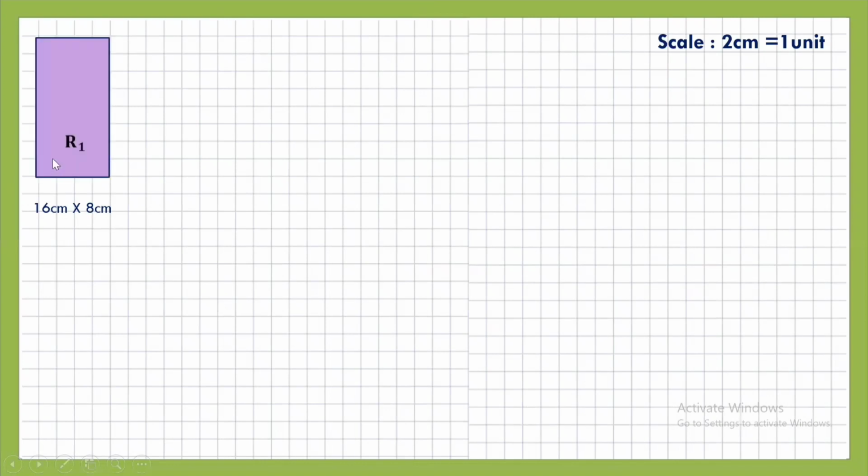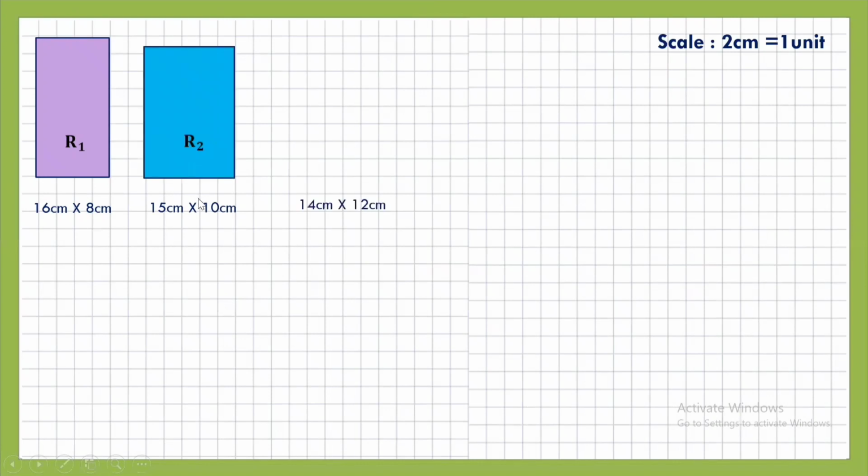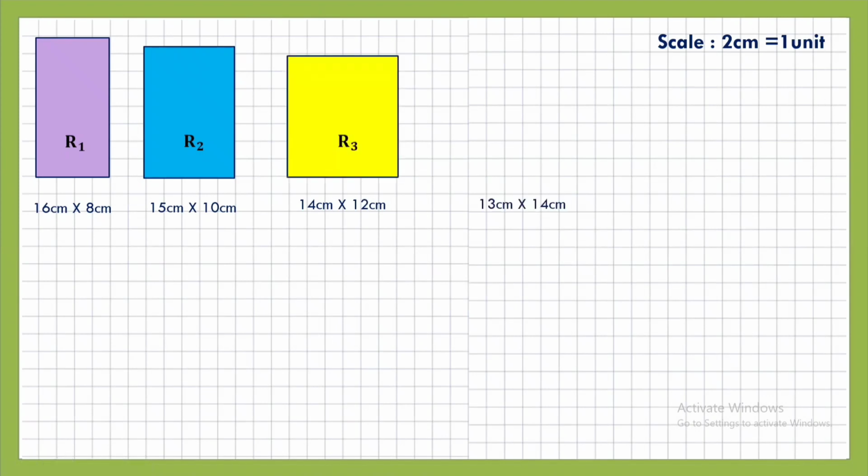I'll be getting a rectangle of 16 by 8. So this is going to be the rectangle R1. This is 8 squares by 4 squares. So I get 16 by 8. Similarly, R2, 15 by 10. So I'll take 7.5 squares like this and 5 squares like this to get a rectangle of 15 by 10. Next, R3 is 14 by 12. So I'll take 7 squares for the length and 6 squares for the breadth. R4 is 13 by 14. Exactly the same way I'll be drawing it.